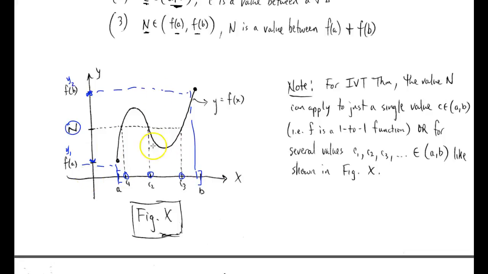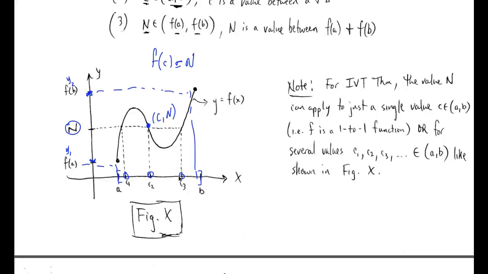So because of that, we know that the intermediate value theorem guarantees us at least one solution to f of c equals n. Or put another way, we know that we have at least one point (c, n) on this graph. Okay? In this case, you see that because of the type of function I have, we actually have three values of c that are strictly in between a and b for where that happens.